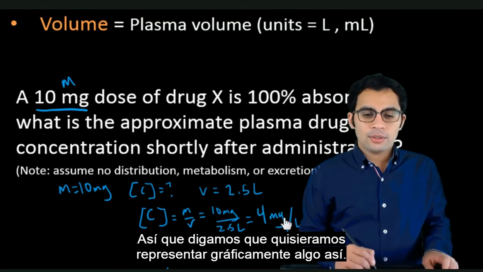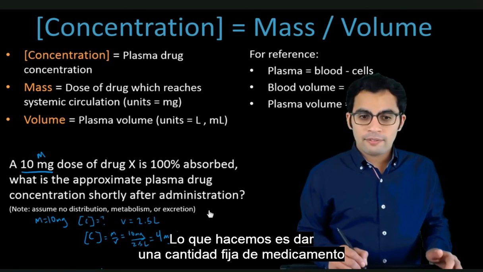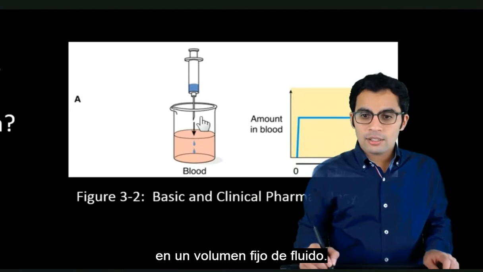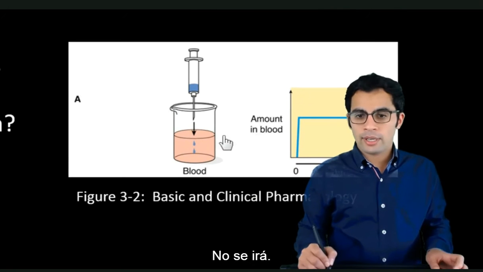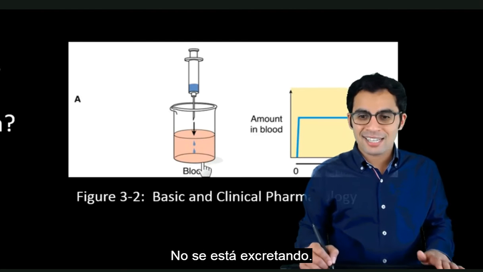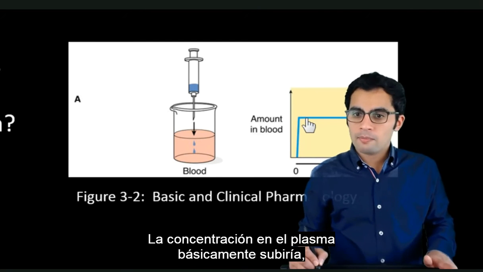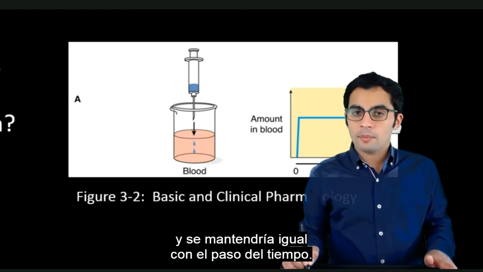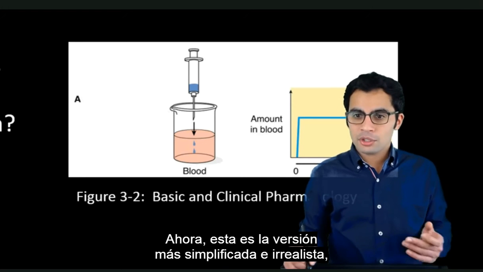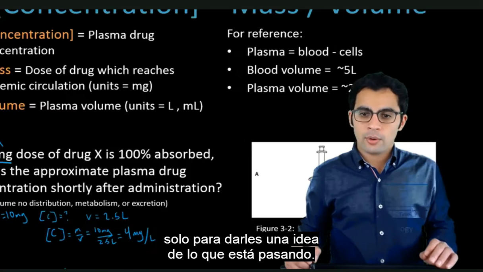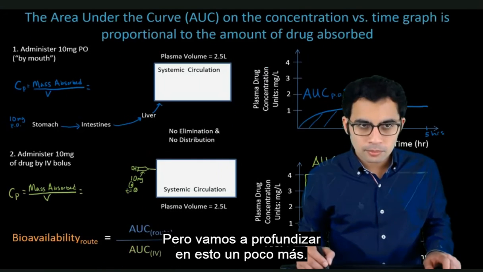And so let's say we were going to graph something like this. What we're doing is we're giving a fixed amount of drug into a fixed volume of fluid. We're assuming no distribution, it's not going anywhere, it's not getting metabolized, it's not getting excreted. The concentration in the plasma would essentially go up, and it would stay the same over time. Now this is the most simplified, unrealistic version, just to give you a sense of what's going on. But let's dig into this a little bit deeper.